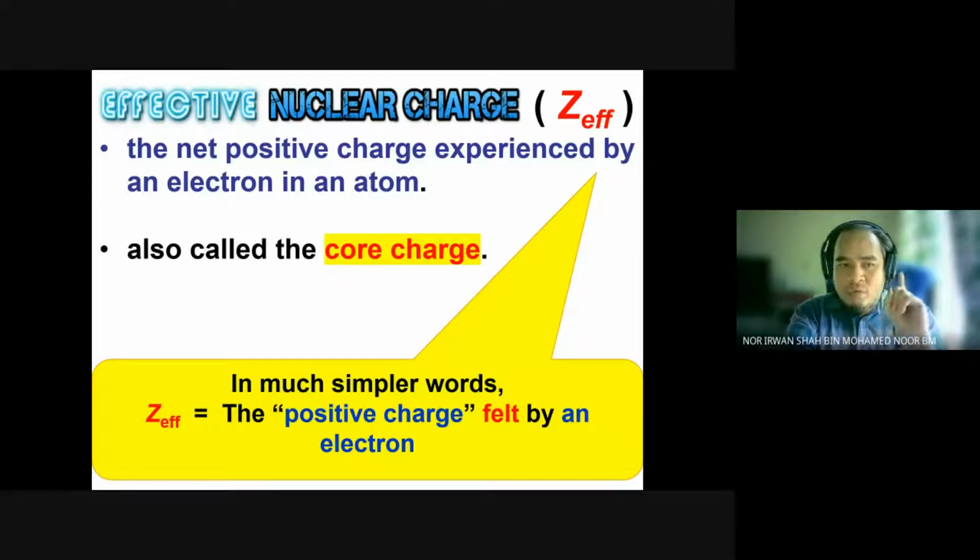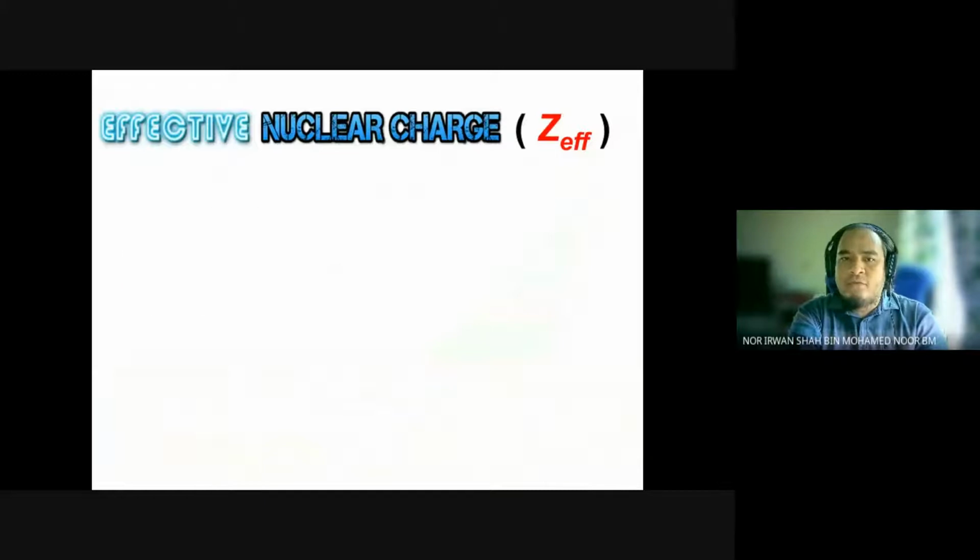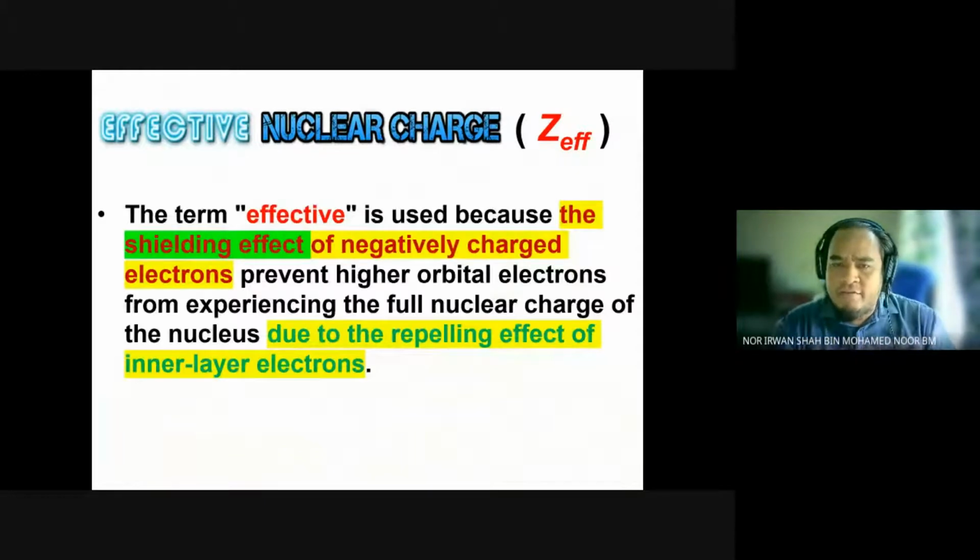Okay guys, mungkin ada yang akan masih tertanya-tanya, sir, kenapa ada perkataan efektif? Kan, why there is effective there? Kenapa sebelum ni tak ada efektif kan? Dia macam ni guys, the term effective digunakan untuk merujuk kepada apa tahu? Okay, so the term effective is used because, ni saya nak you guys take note, because of the shielding effect of negatively charged electrons. Okay, ini guys, saya nak highlight dulu this statement. The shielding effect of negatively charged electrons.